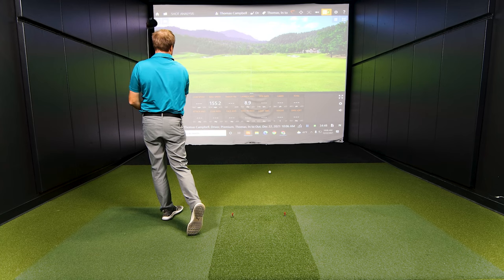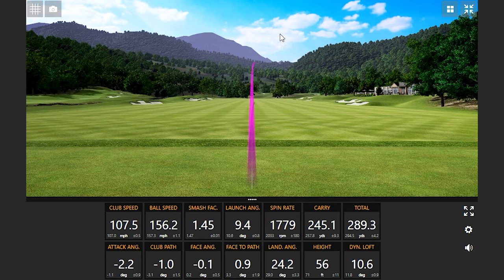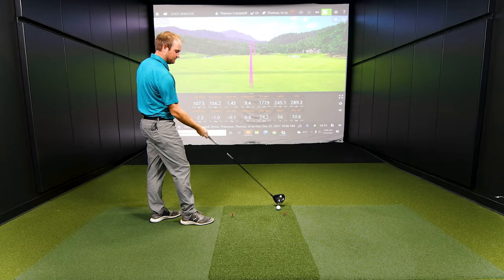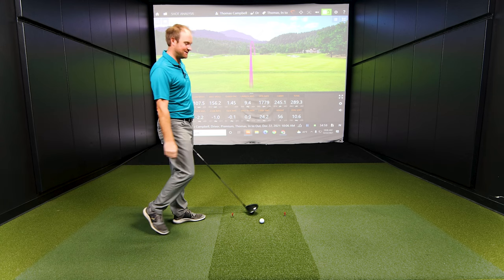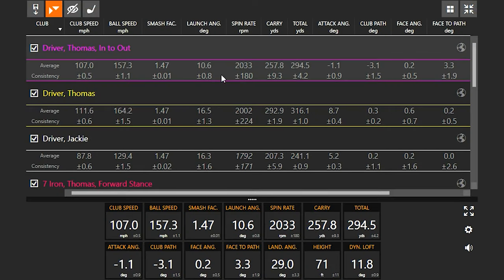That thing barely got in the air. Yeah, -2.2. Again, I feel like I hit that pretty good. But that launch angle was crazy. So let's take a look at those numbers. Let's see what's more ideal here. Look at that, same smash factor. So launch angle dropped by 6 degrees.